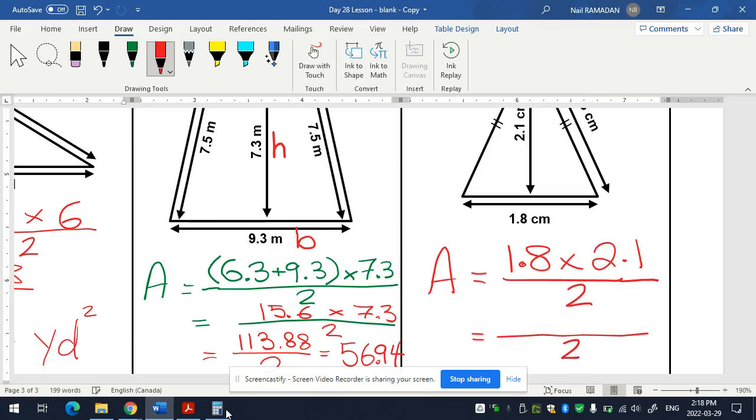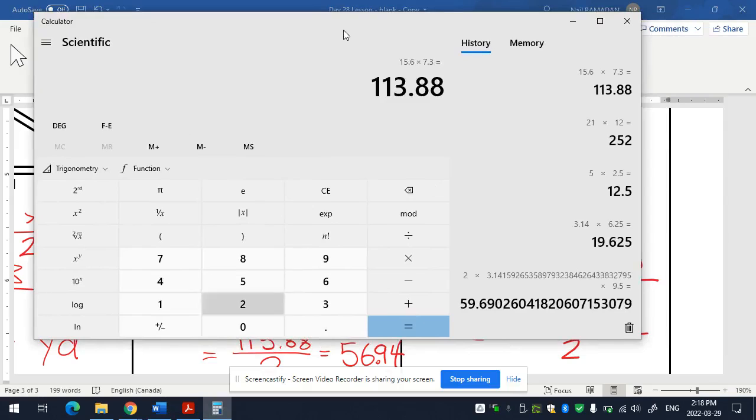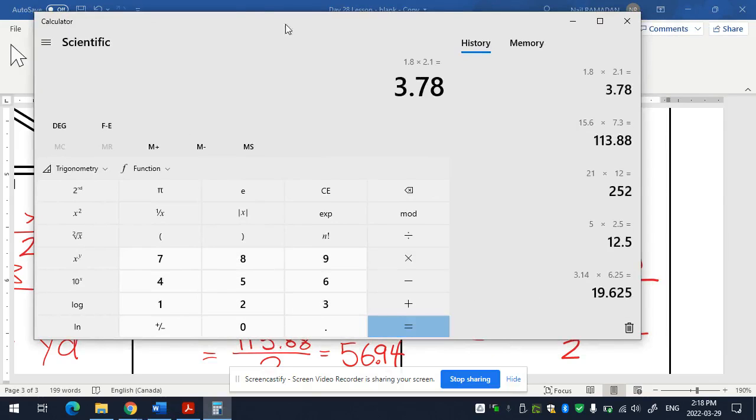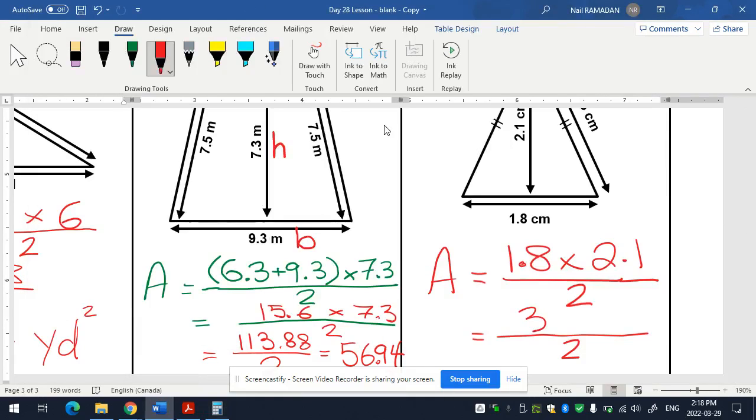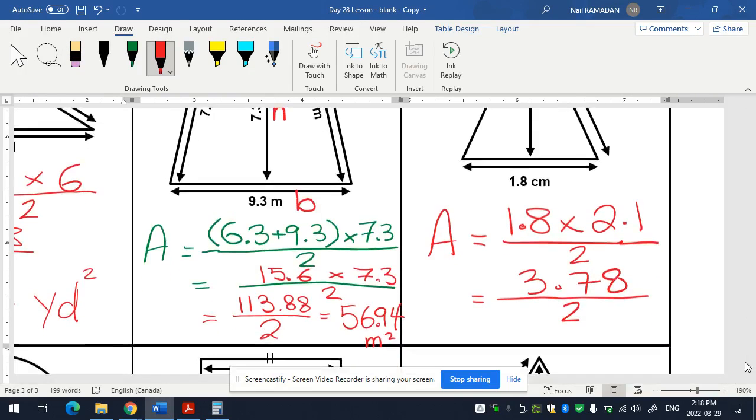Let's get the top part first. I'm just going to write the 2 for now. 1.8 times 2.1 is 3.78. I still need to divide by what? By 2. What's 3.78 divided by 2? 1.89. In what? In centimeters with a small power of 2.